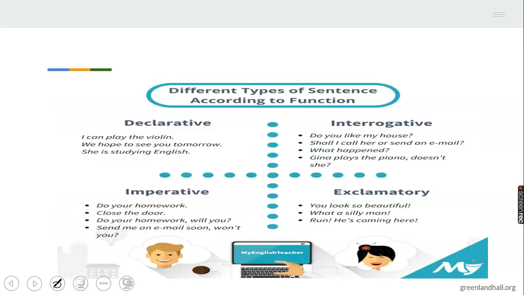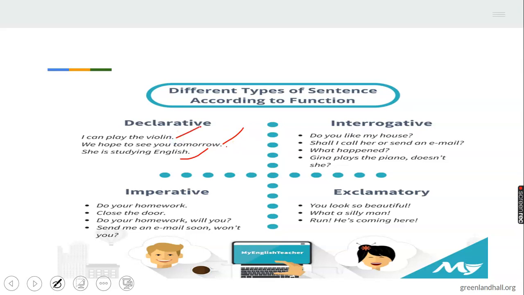Now, different types of sentence according to their function. See, declarative, these are examples of declarative. I can play the violin. I told you the declarative is like statements, just expressing a statement, and hence with full stop. I can play the violin. We hope to see you tomorrow. She's studying English. They're just statements, declarative.